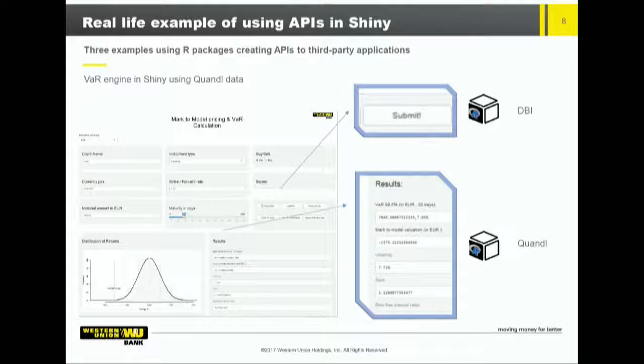We can also use these connections by working with Shiny. So we have a value-at-risk tool for FX derivatives where we're using the Quandl package to get market data from the same-named website, and we're using the DBI package to store the data in a database.